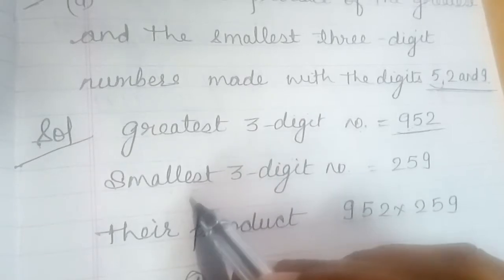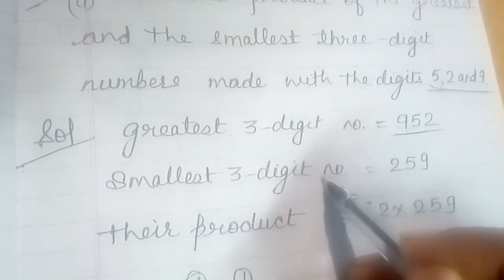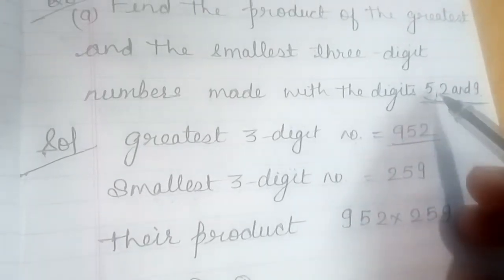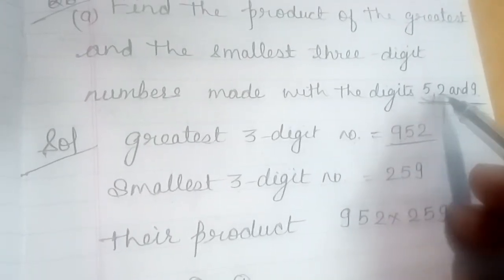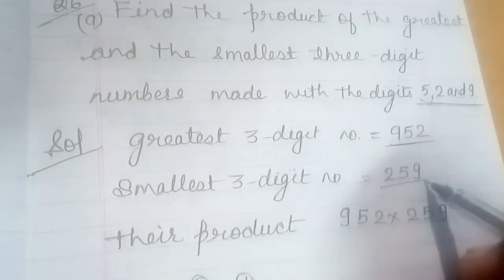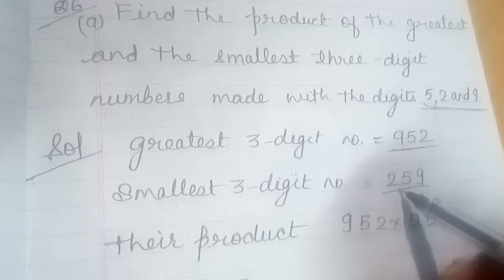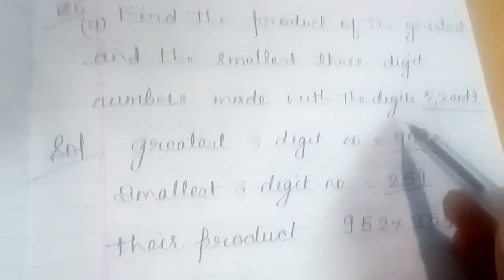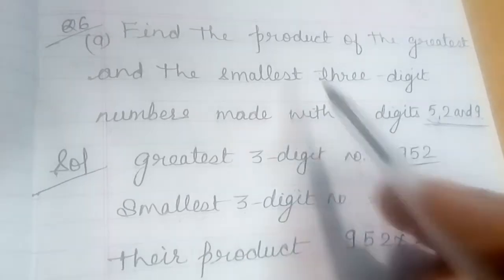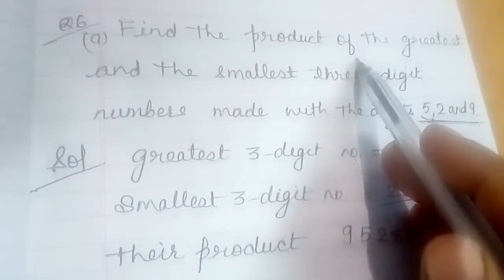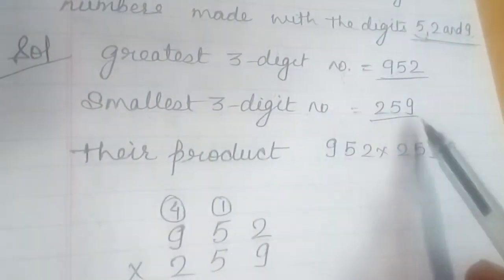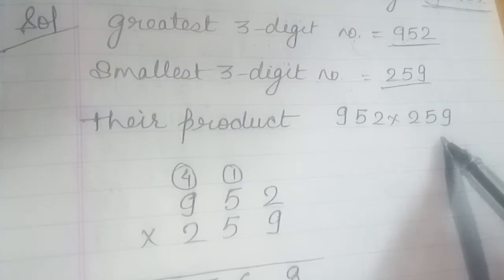Then like this we will make the smallest 3-digit number from the given digits. For making the smallest one we will start moving from the smallest to the biggest number. So 2, 5, 9, it means 259 will be the smallest 3-digit number from the given digits. After finding the greatest and the smallest 3-digit number, we have to find out the product. So after getting 952 and 259, we will find out the product of both of them.